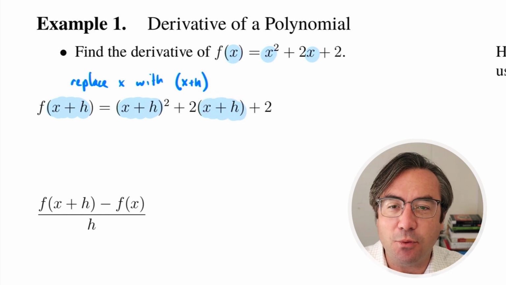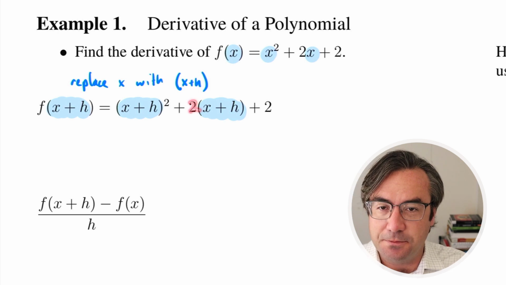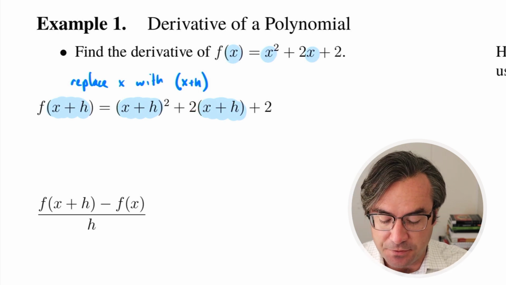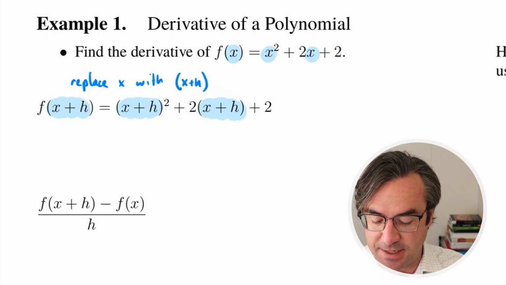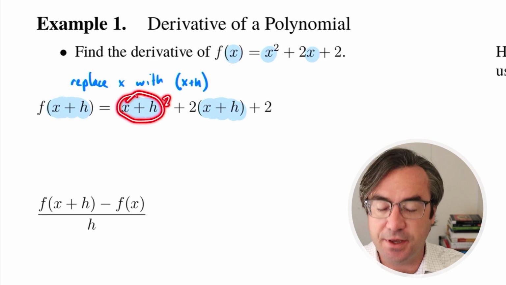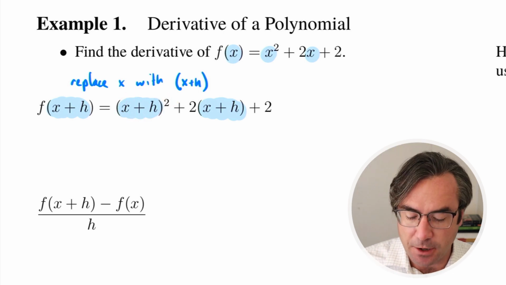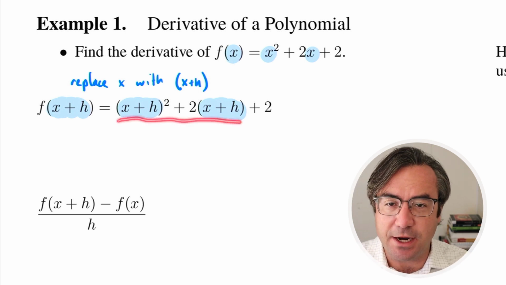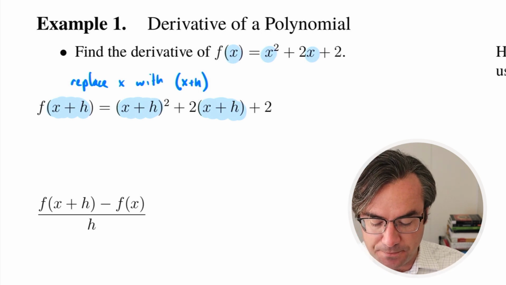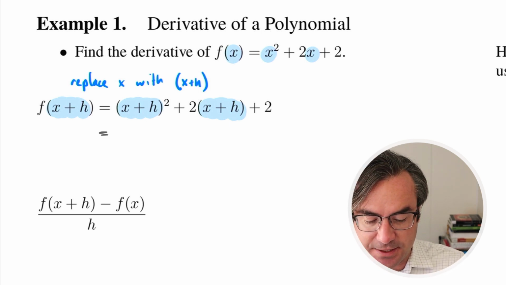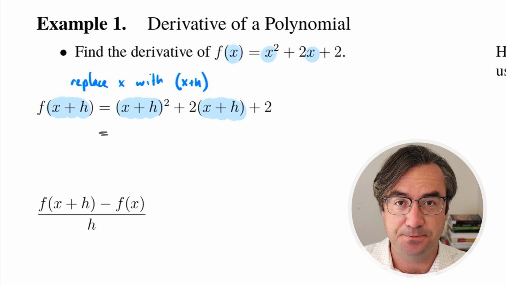And the parentheses are important because this 2, when we go to simplify it, is going to distribute. And same thing here, this x plus h, that whole thing is going to get squared. So we're going to have to multiply that out. All right, so once we get this written out, now we want to multiply things through. So let's see what we get when we multiply this x plus h squared out.